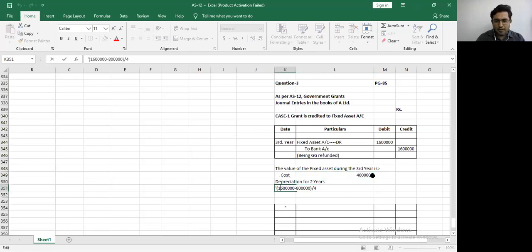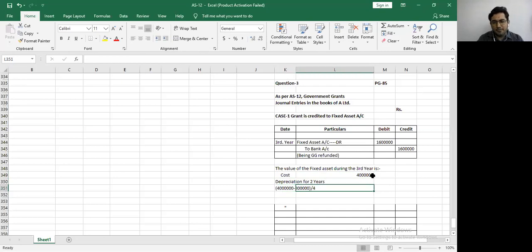Sorry, your cost is 40 lakhs. Okay, can you tell me now the depreciation per annum is? I'm sorry, the cost is 40 lakhs. I made a mistake over there. 40 minus 8. What's your depreciation per annum? 8 lakhs. Okay. This you have to understand, 8 lakhs.